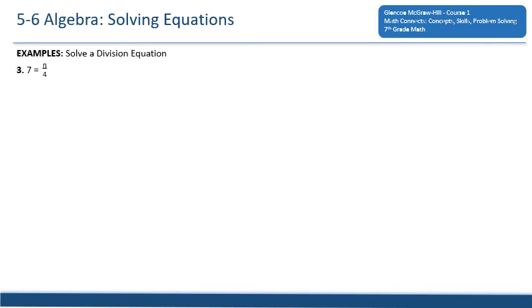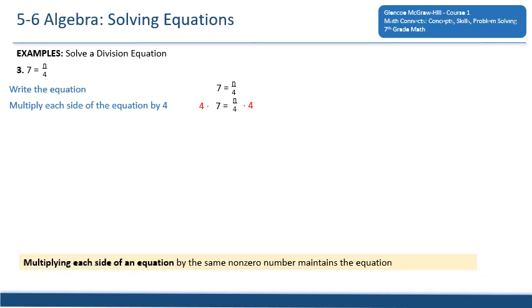Solve a division equation. 7 equals n over 4, or n divided by 4. So write the equation, 7 equals n divided by 4. Multiply each side of the equation by 4, and we're doing that so that we can get n by itself. If I do that, I'm going to simplify 4 and 4 on the right side.